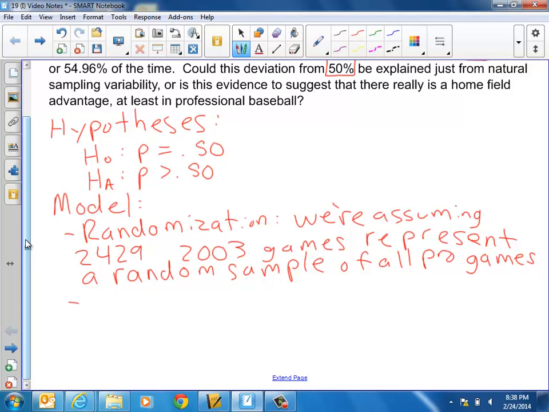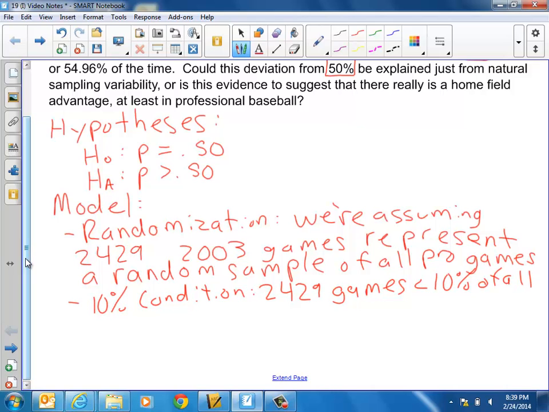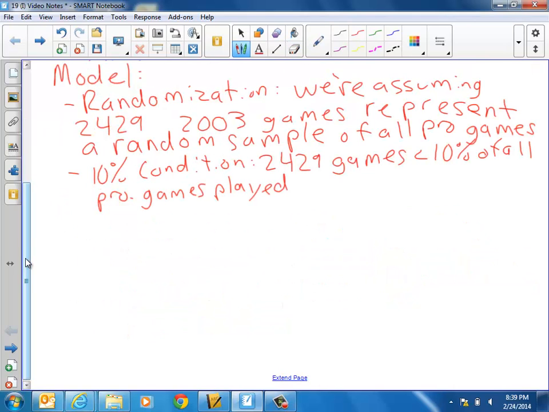Okay, so randomization condition, maybe not met, but we explained how we're assuming that, and it doesn't seem unreasonable to assume. 10% condition is met here because 2,429 games from the year 2003 is certainly less than 10% of all games played. All, I should really qualify that with professional games played. Pro games played. All right, we're doing fine. So there's the 10% condition met, no sweat.